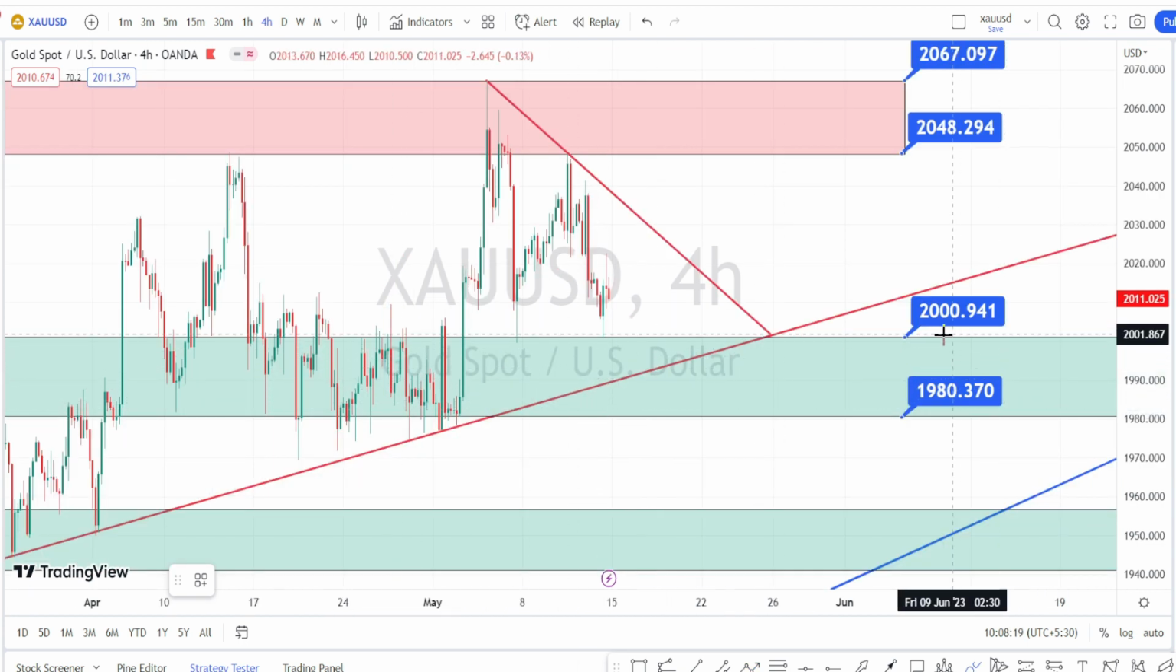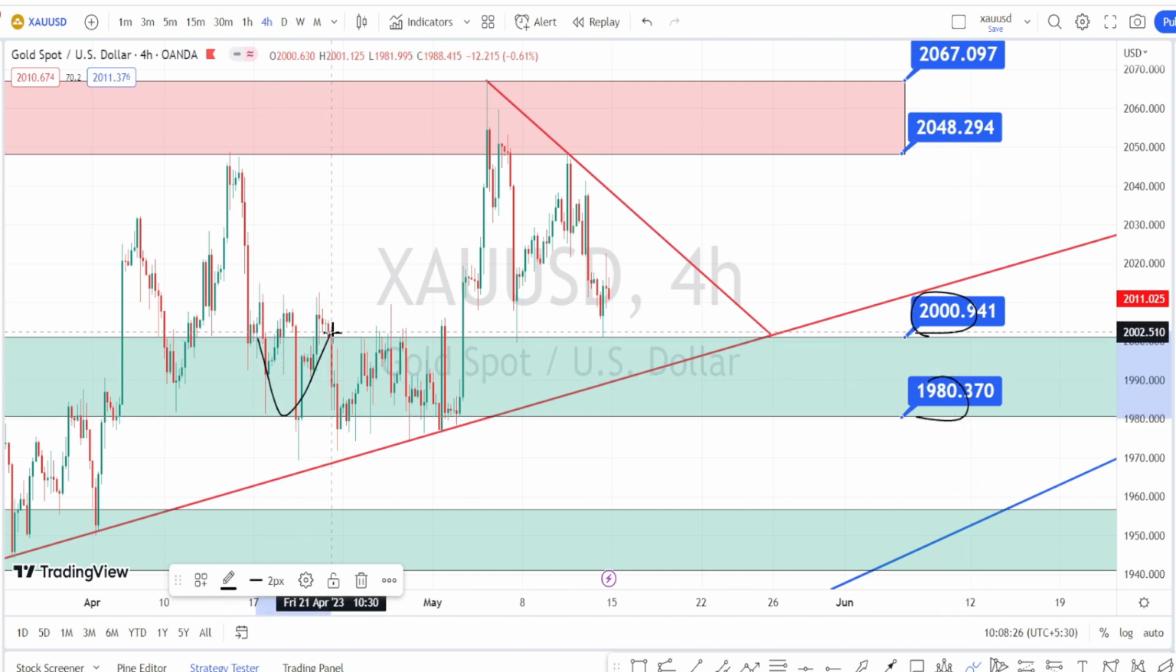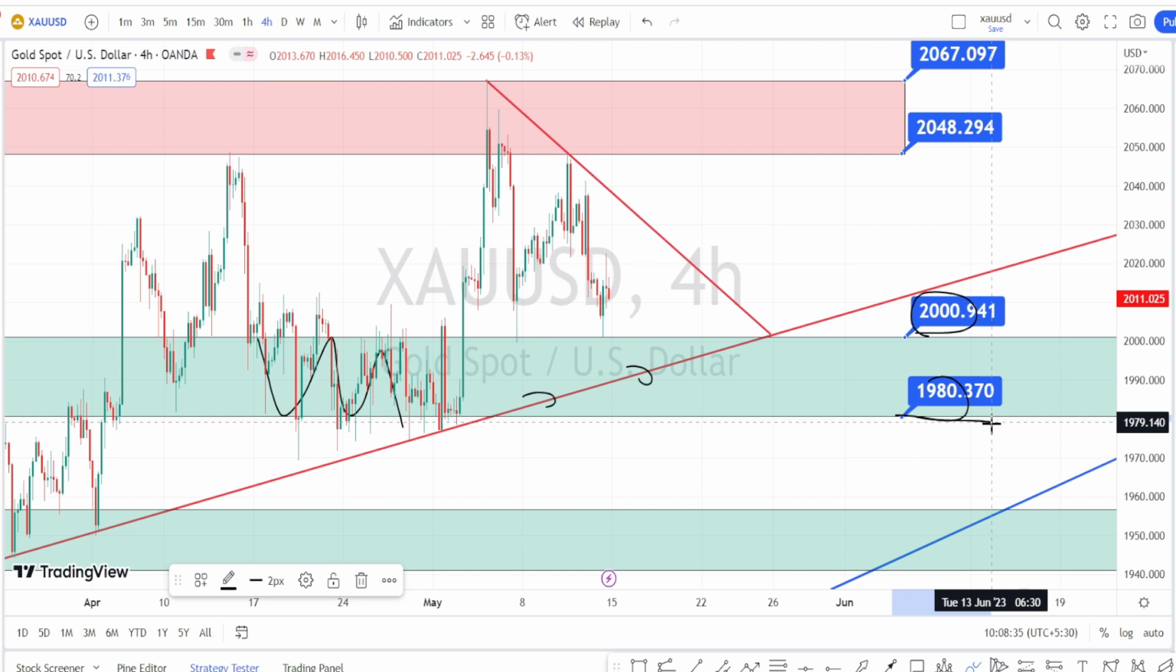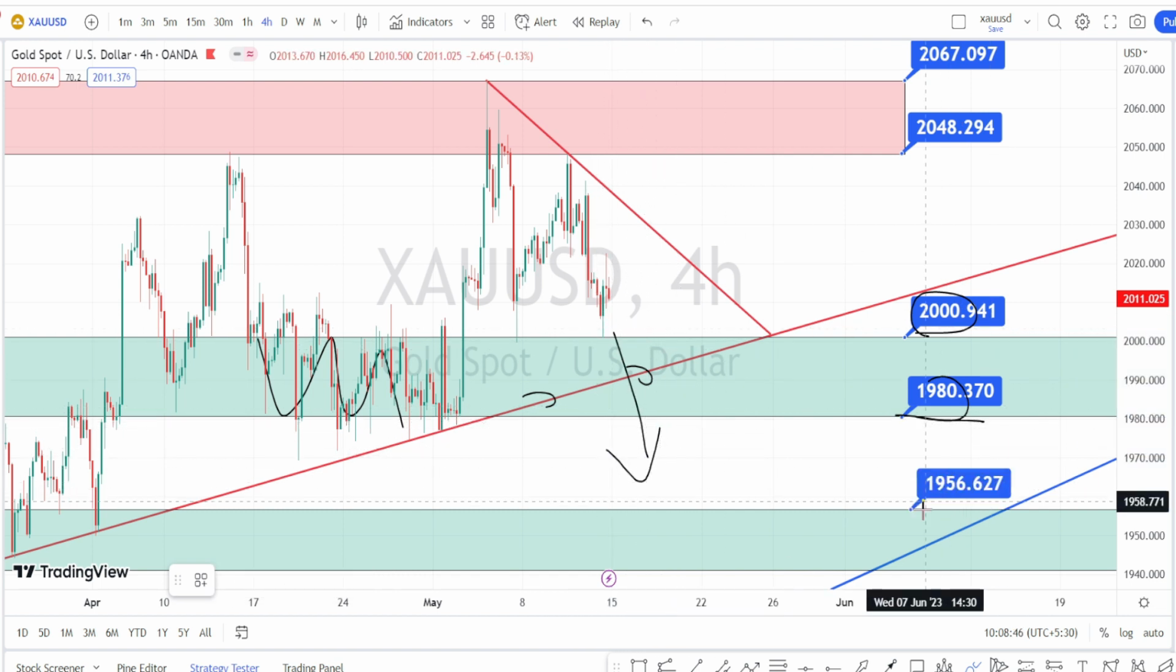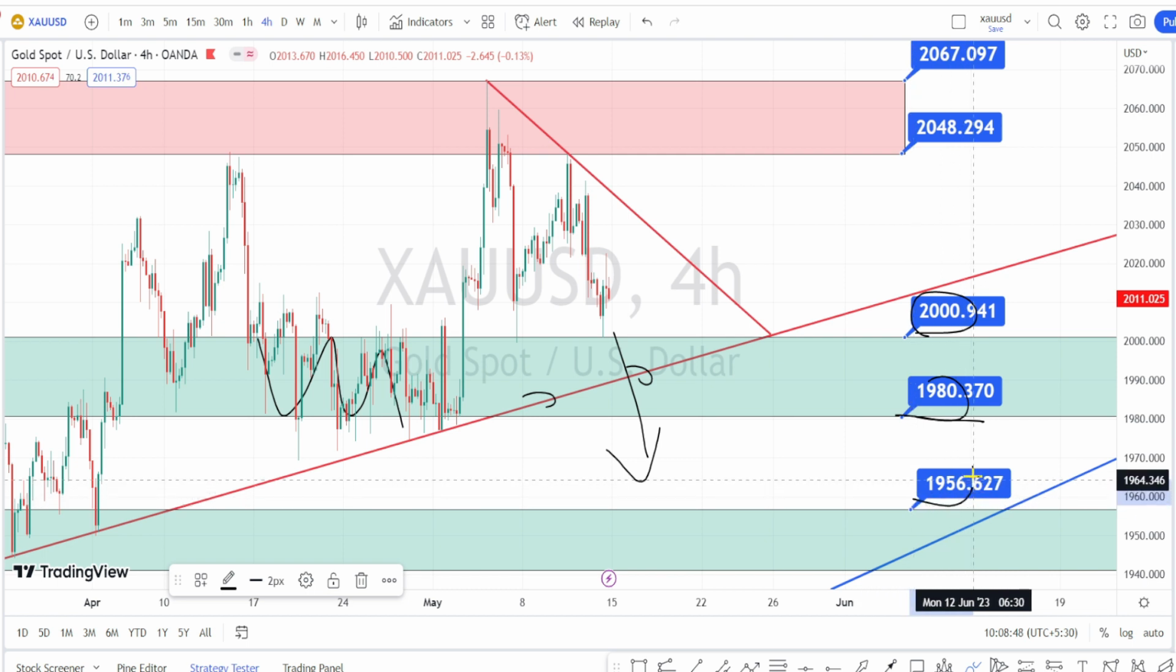Based on the past price action, we know that this zone between 2000 and 1980 had acted as a very strong support zone. So wait for the price action to break this trend line or support line from the daily time frame, and also this support zone, in order to freshly enter a bearish side trade. The next level of support is going to be around 1956, or the support line from the weekly time frame.